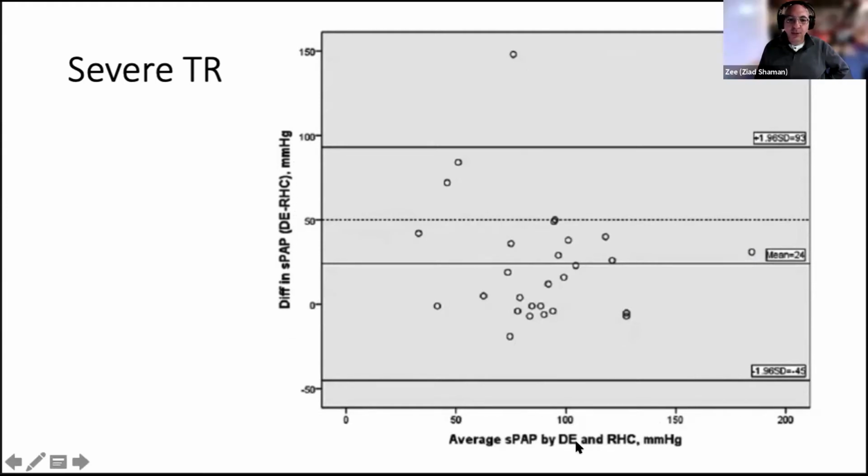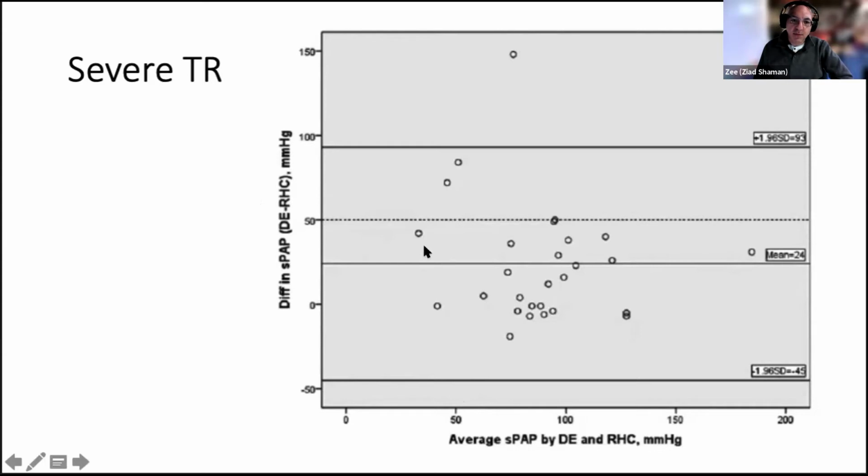So for an average of millimeters of mercury, this is the pressure difference in systolic PA pressure between the echo estimate. So this is Doppler echo minus right heart cath. This is the difference between the two. So Doppler first and right heart cath second, versus the average.